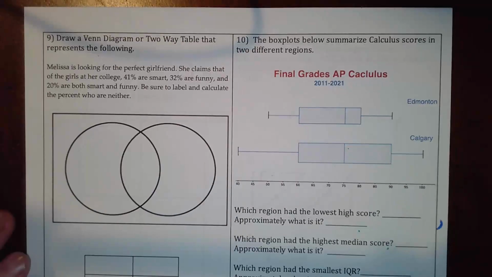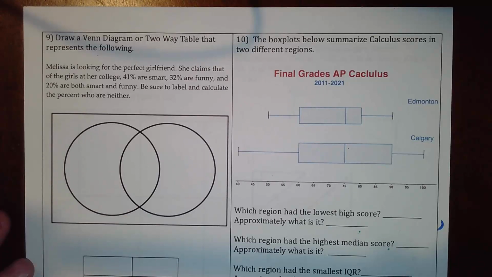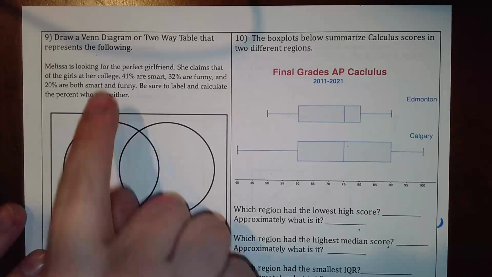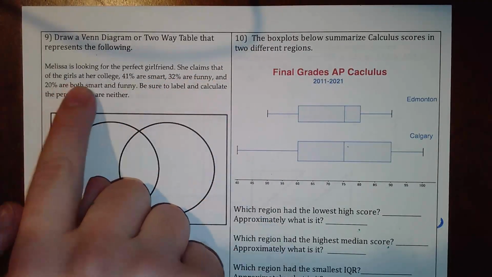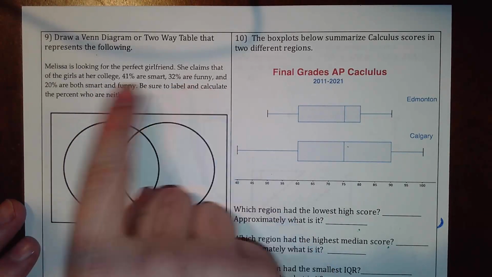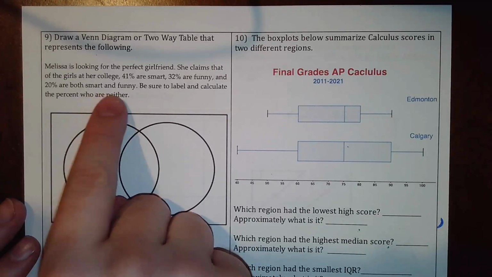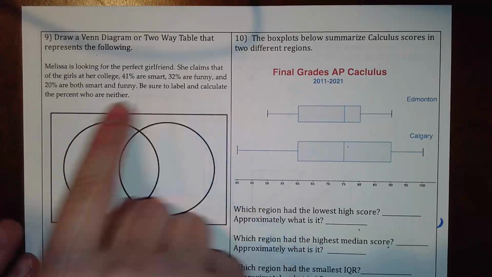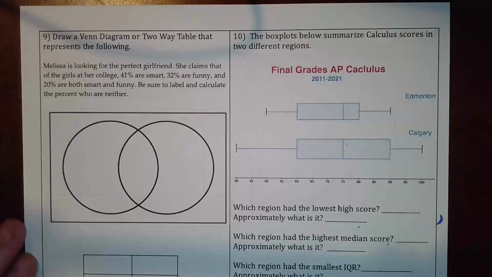Number 9. Melissa is looking for the perfect girlfriend. She claims that of the girls at her college, 41% are smart, 32% are funny, and 20% are both smart and funny. Be sure to label and calculate the percents who are neither.